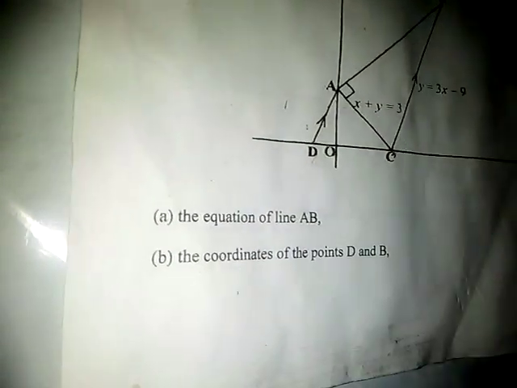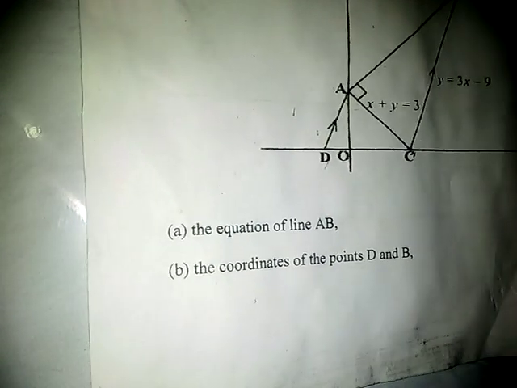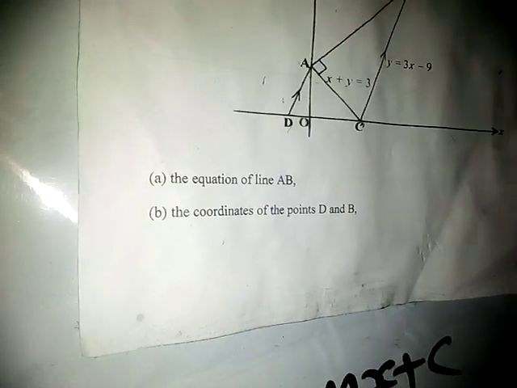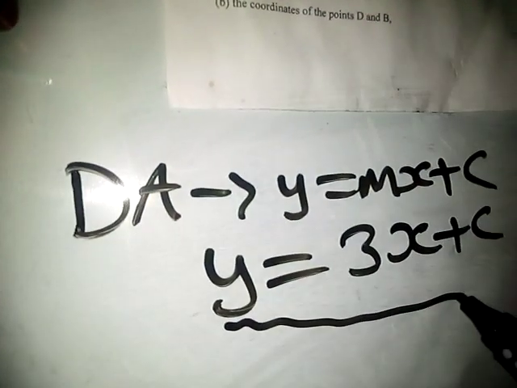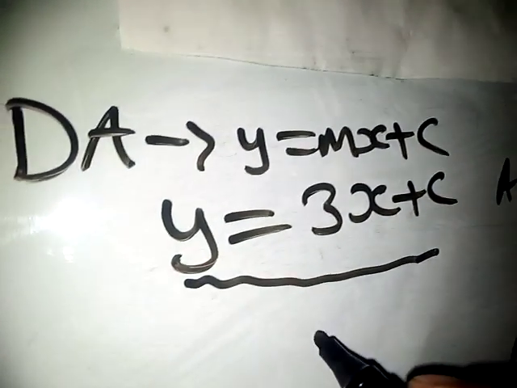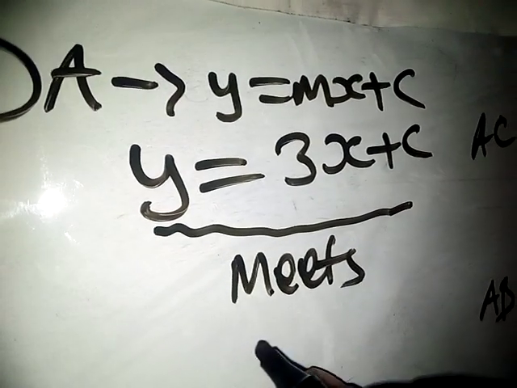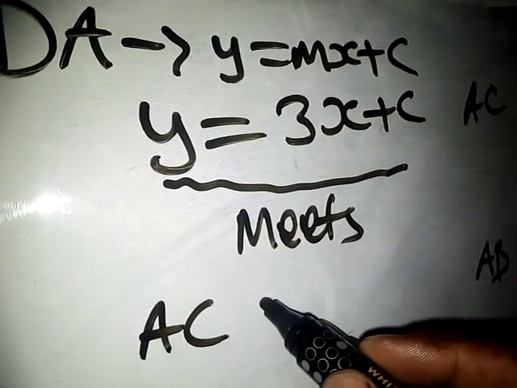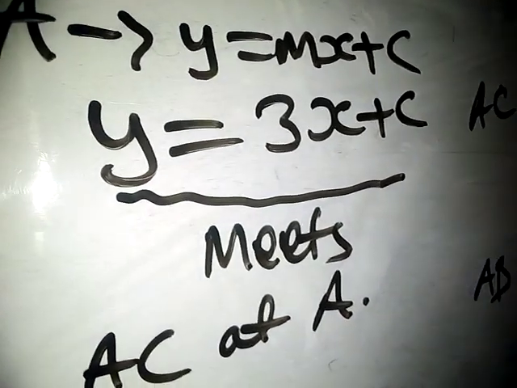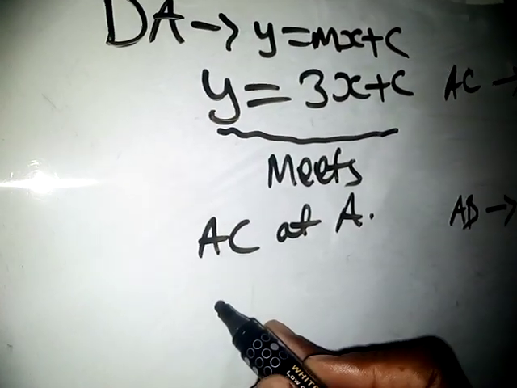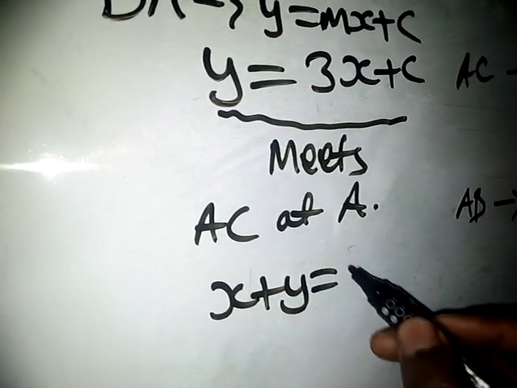Once again, we ask ourselves, what are we going to do? In this particular question, we are working with the equation of line DA, which is the equation you are seeing here, and this equation meets AC at A. Now we know line AC is x plus y equals 3.